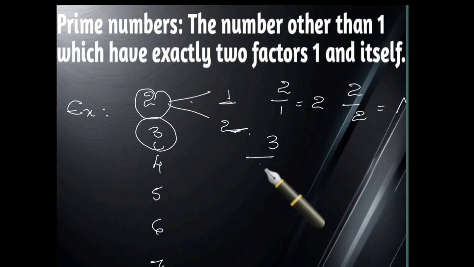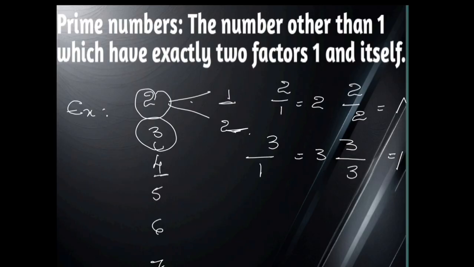3 can be divided by 1, which is equal to 3, and 3 divided by the same number is also equal to 1. Other than 1 and the same number, it doesn't divide by any other number. These numbers are called prime numbers.